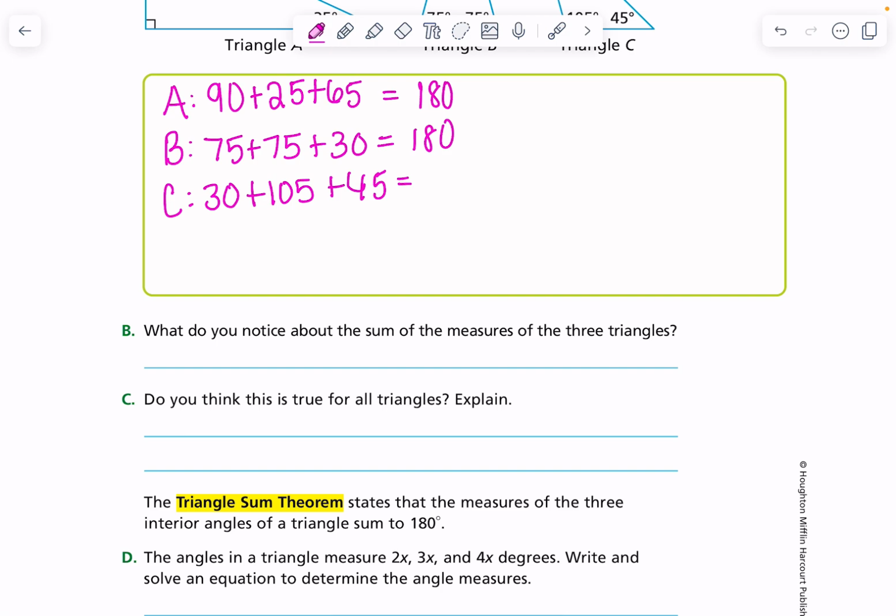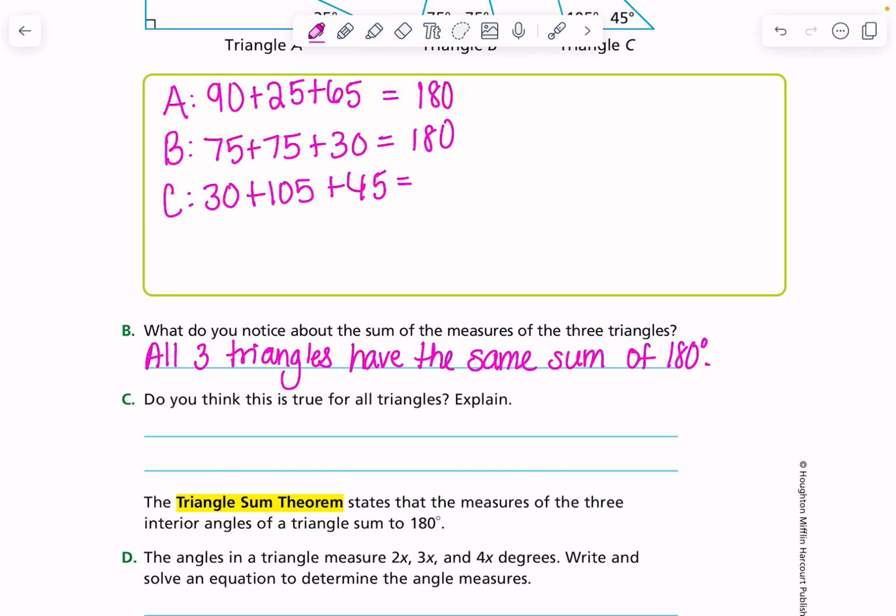All right, we're going to move on. I'm going to kind of fly through these, so if you need to pause to write down the information in your book, please do that. B says, what do you notice about the sum of the measures of the triangles? You should have found that triangle C also equaled 180. So all three triangles have the same sum of 180 degrees.